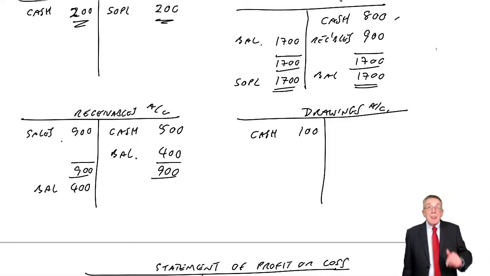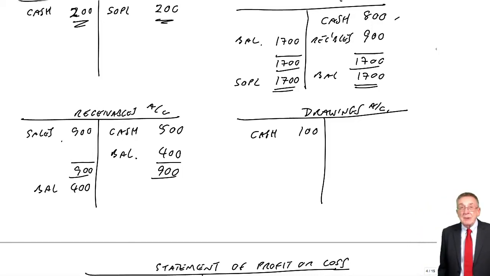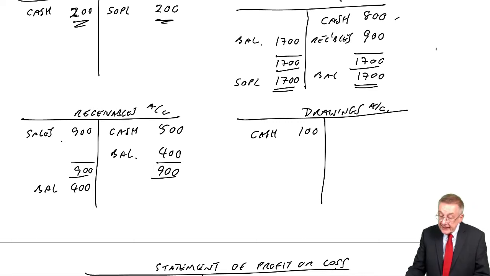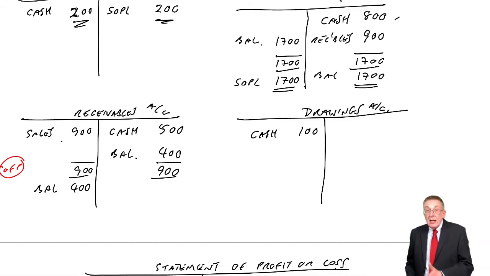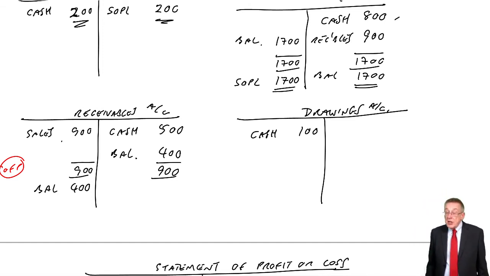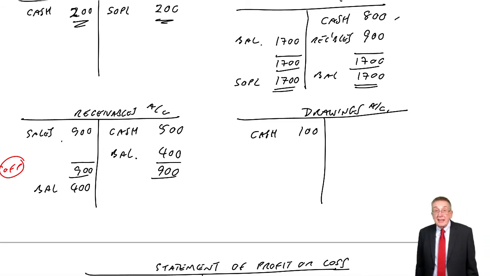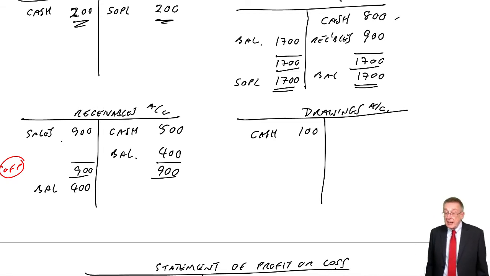Receivables. Receivables is an asset which will appear on the statement of financial position. We're owed 400 at the end of this year. We're still owed 400 at the beginning of next year. We'll leave that balance there, and hopefully next year we'll receive the cash. But simply leave it there, do nothing.